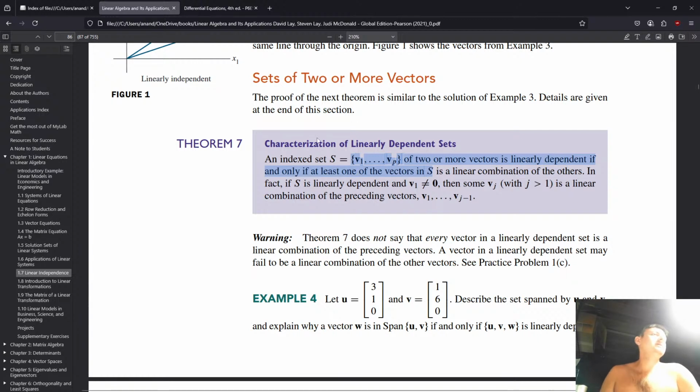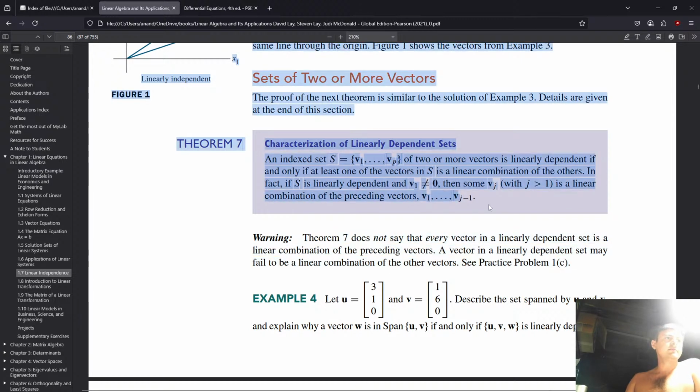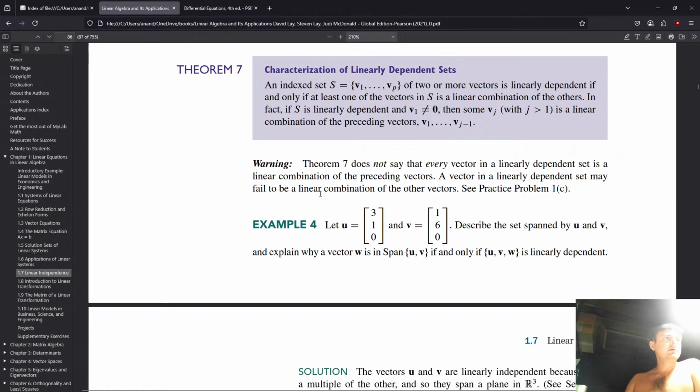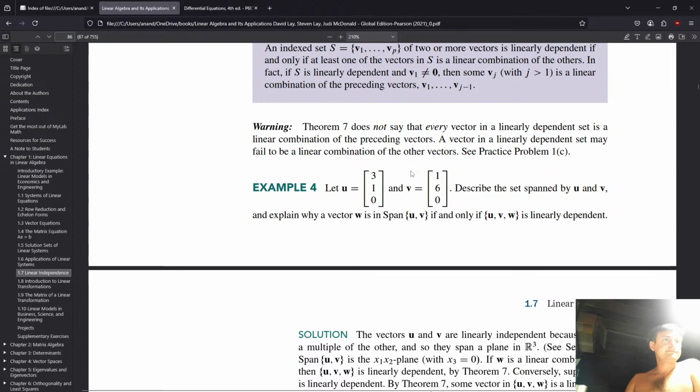I don't really get this detail here. Okay, yeah. So this theorem is saying that it's not going to be all of them, but some of them.